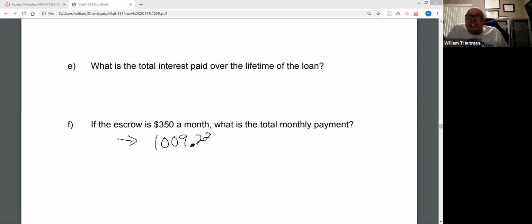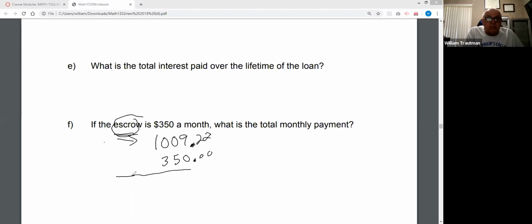When you buy a house, you're not going to pay the bank $1,009 a month. You're actually going to pay them more than that. You have to pay something called escrow. So they're saying, not only are you paying me $1,009, you're also going to pay me an extra $350. By the way, that escrow for that $170,000 or $200,000 house in San Antonio is going to be a lot more than this. Escrow is probably going to be about $500, maybe $600.